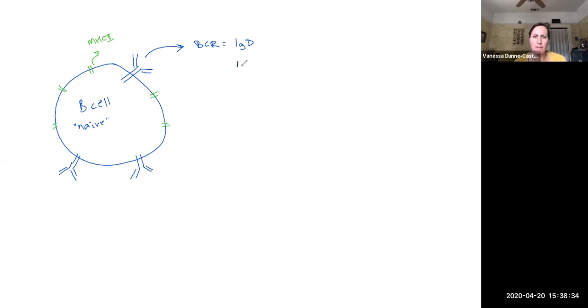B cells, sorry, I'll write naive. Naive B cells must come in contact with antigen.